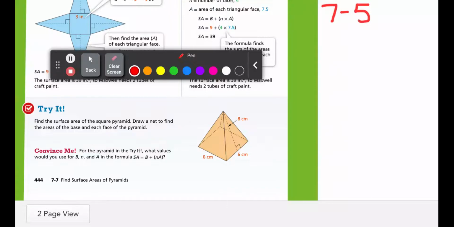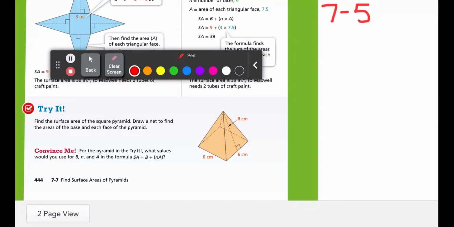This is lesson 7.5. We are going to be finding the surface area of pyramids. Now remember, the surface area will be the area of each face of the three-dimensional shape. And we should remember that there are two types of pyramids. We have square-based pyramids and triangular-based pyramids.